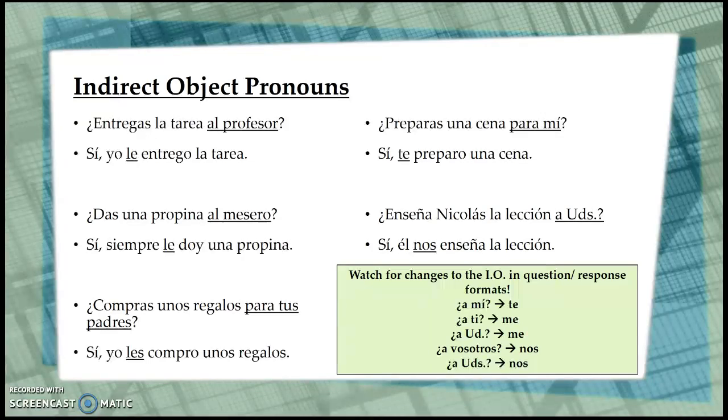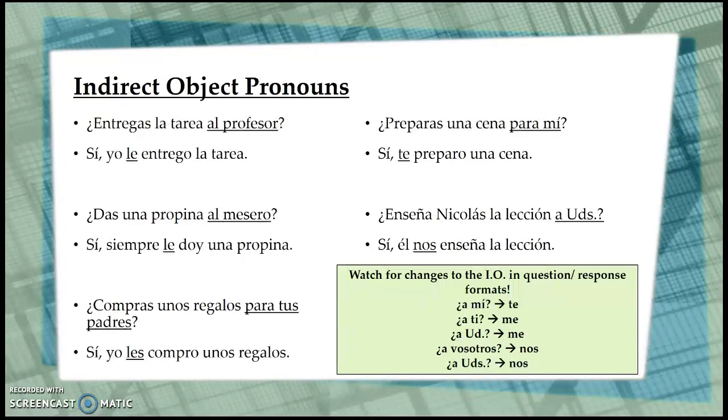Now, it's not always just an easy switch of replacing a pronoun. In a question and response, we have to be cognizant of situations where the indirect object would flip to a different pronoun in the response. Here are some examples. ¿Preparas una cena para mí? Are you preparing me a dinner? Sí, te preparo una cena. I chose te because in a response I would say, yes, I'm making you a dinner.